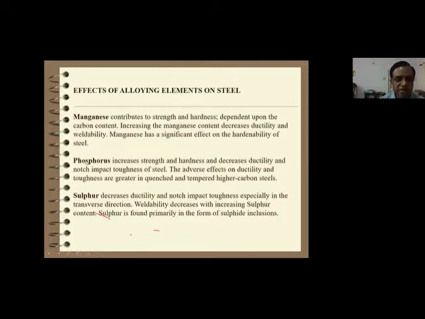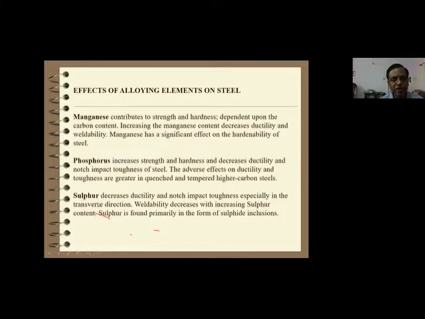Then the phosphorus, that increases the strength and hardness, and it decreases the ductility and much impacts toughness of the steel. The adverse effect on ductility and toughness are greater in quench and tempered higher carbon steel. So that is the reason normally for a good quality steel or good clean steel, the phosphorus percentage is always kept as low as possible. Because normally if phosphorus percentage is higher, then that also affects the fatigue life of the component.